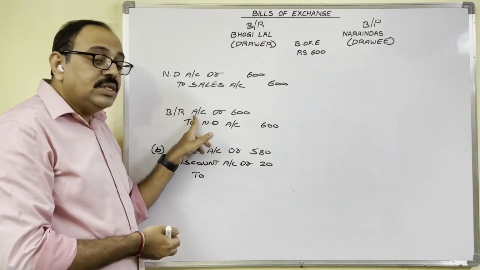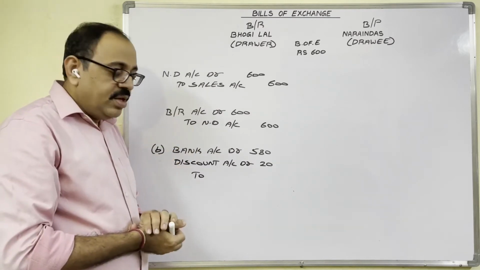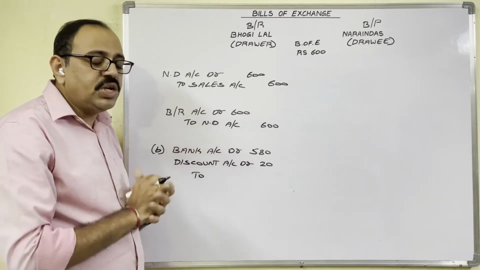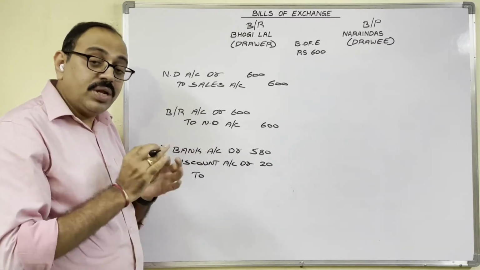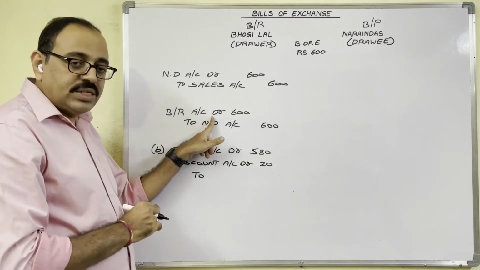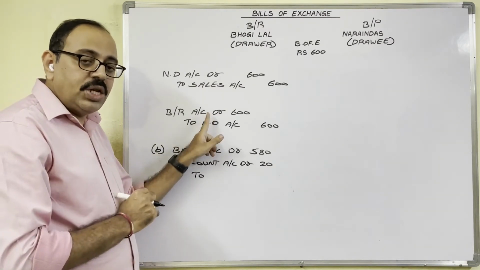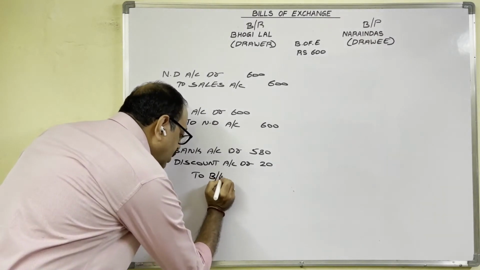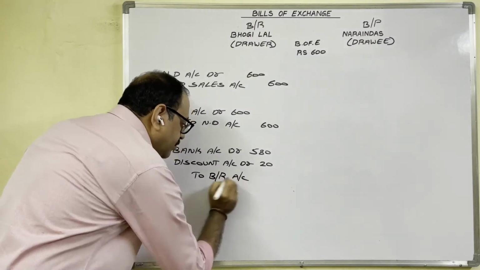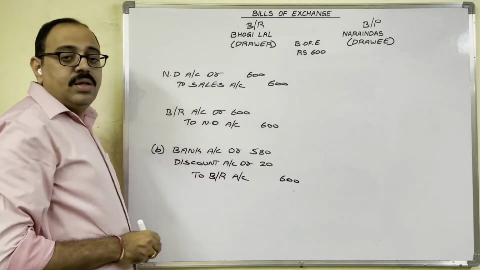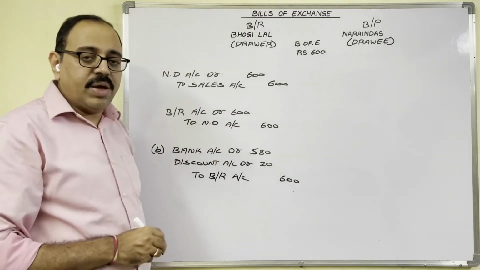On this asset 600 is going to come. When we sell this bill to the bank, now with us there is no bills of exchange asset. So we should cancel that asset in our books. By debiting we created this asset. If you want to cancel, you should credit. Therefore, we should credit bills receivable account, amount 600 rupees.